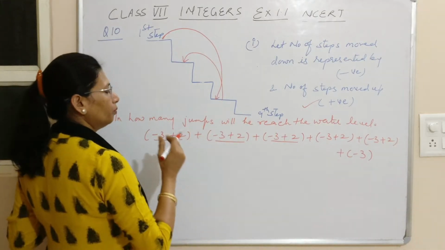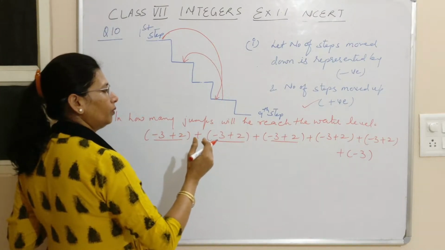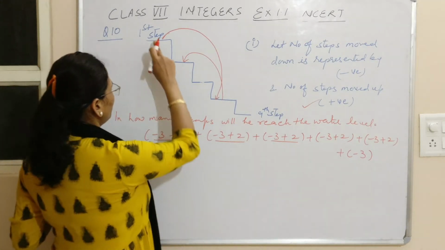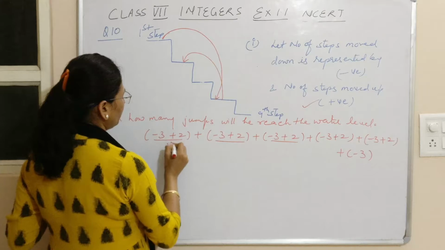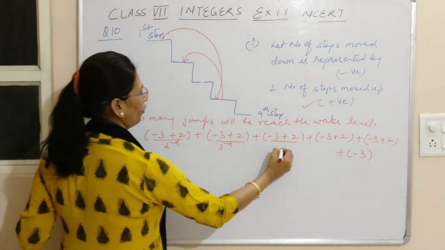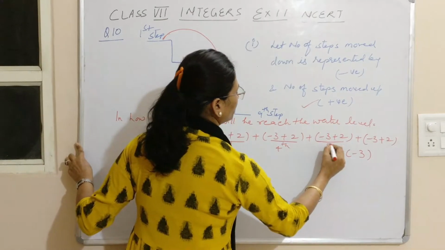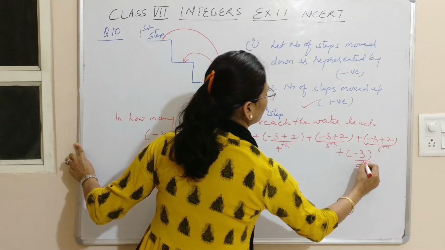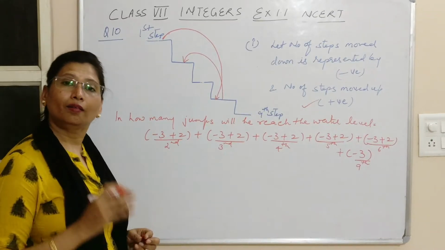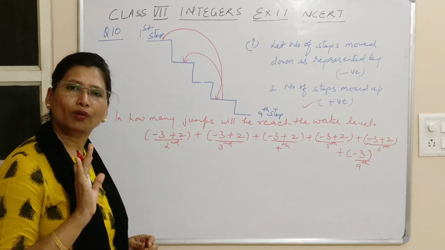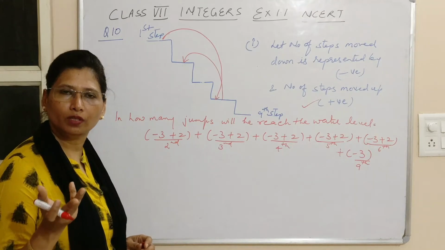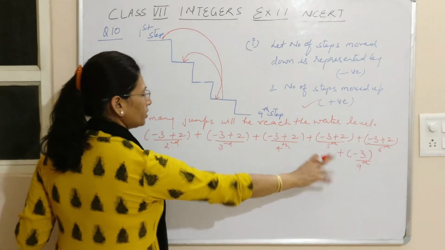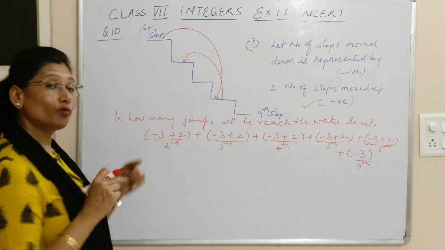When we do this calculation, we just check how many steps he is covering. The first step he was already sitting on. Now he reaches the second step, third step, fourth step, fifth step, sixth step, and then the ninth step. So in the last he reaches the 9th step. But here we have to find out how many jumps he takes.